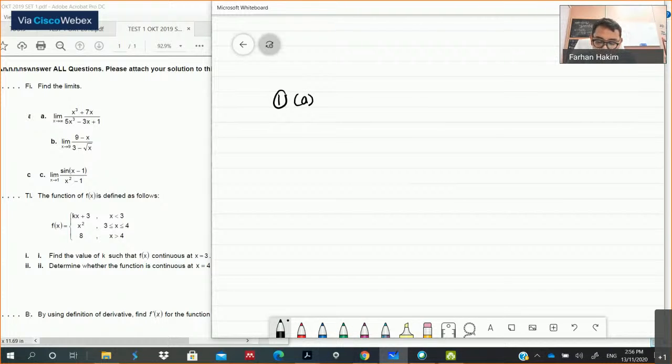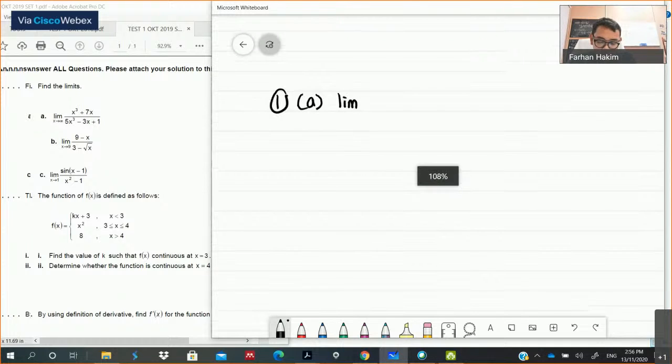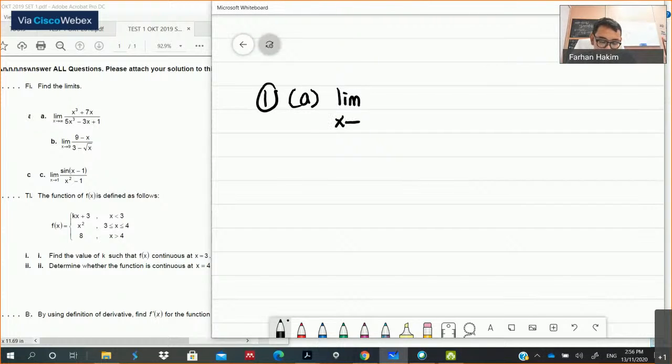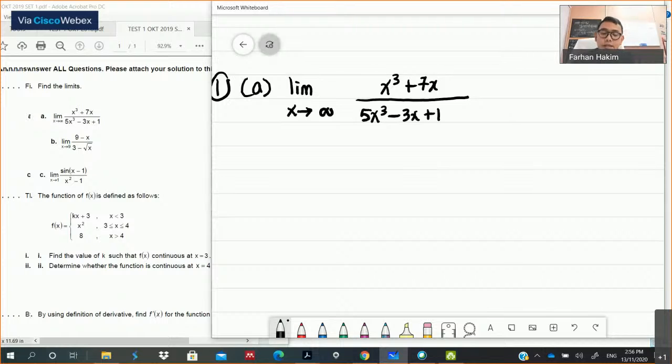We have that a limit as x approaching positive infinity of x to the power of 3 plus 7x, everything divided by 5x to the power of 3 minus 3x plus 1. So in solving this, different from what we have done in the previous set, for this type of questions, we have to divide with the highest power of x that occurs in the denominator. So in this case, the highest power of x that occurs in the denominator is 3. So we have to divide everything with x to the power of 3.